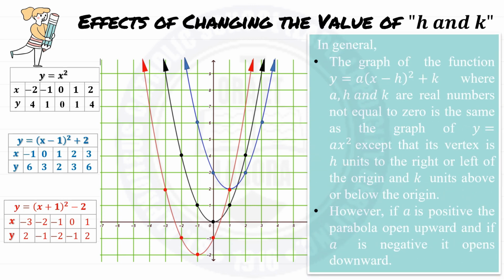In general, the graph of the function y equals a times quantity x minus h squared plus k, where a, h, and k are real numbers not equal to 0, is the same as the graph of y equals ax squared, except that its vertex is h units to the right or left of the origin and k units above or below the origin. However, if a is positive, the parabola opens upward, and if a is negative, it opens downward.